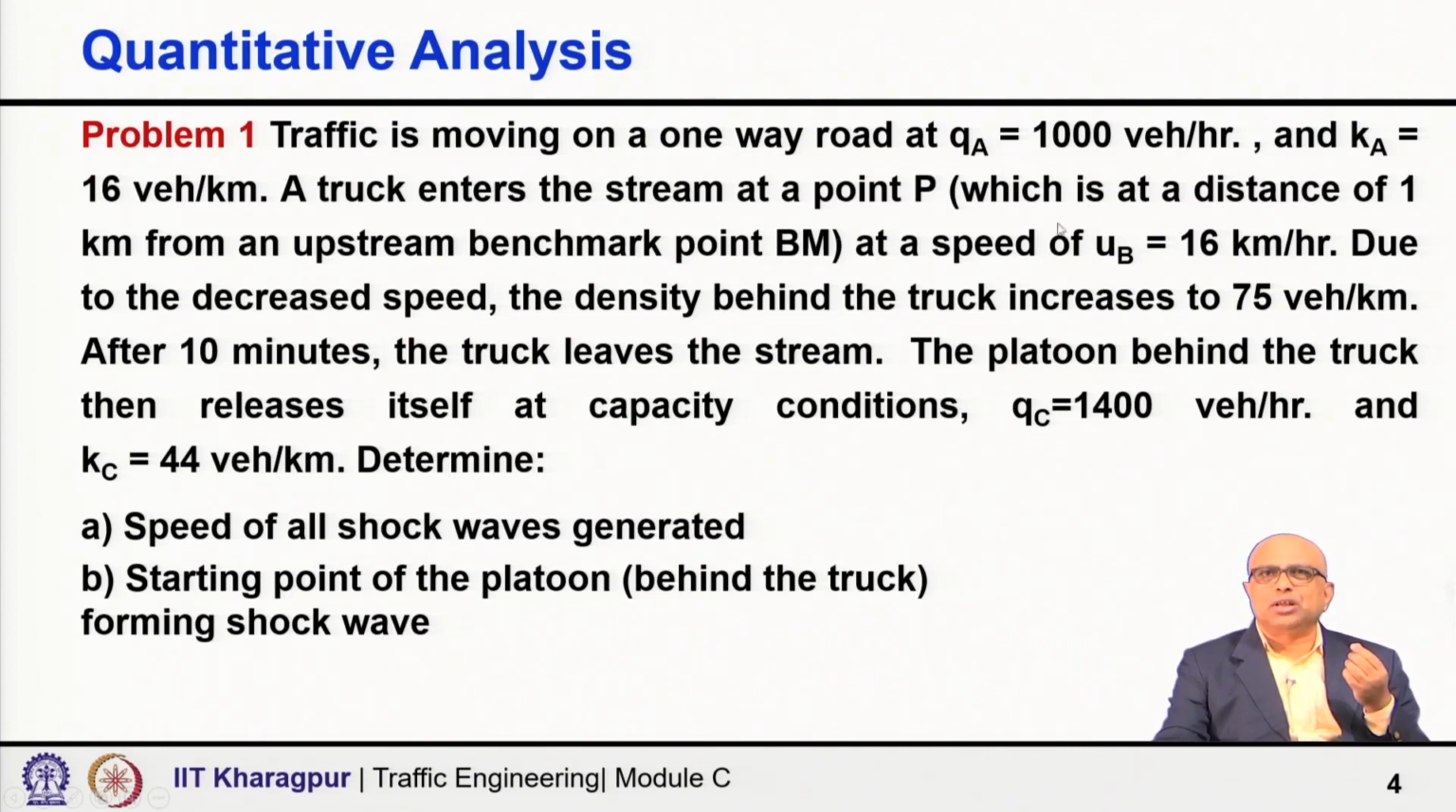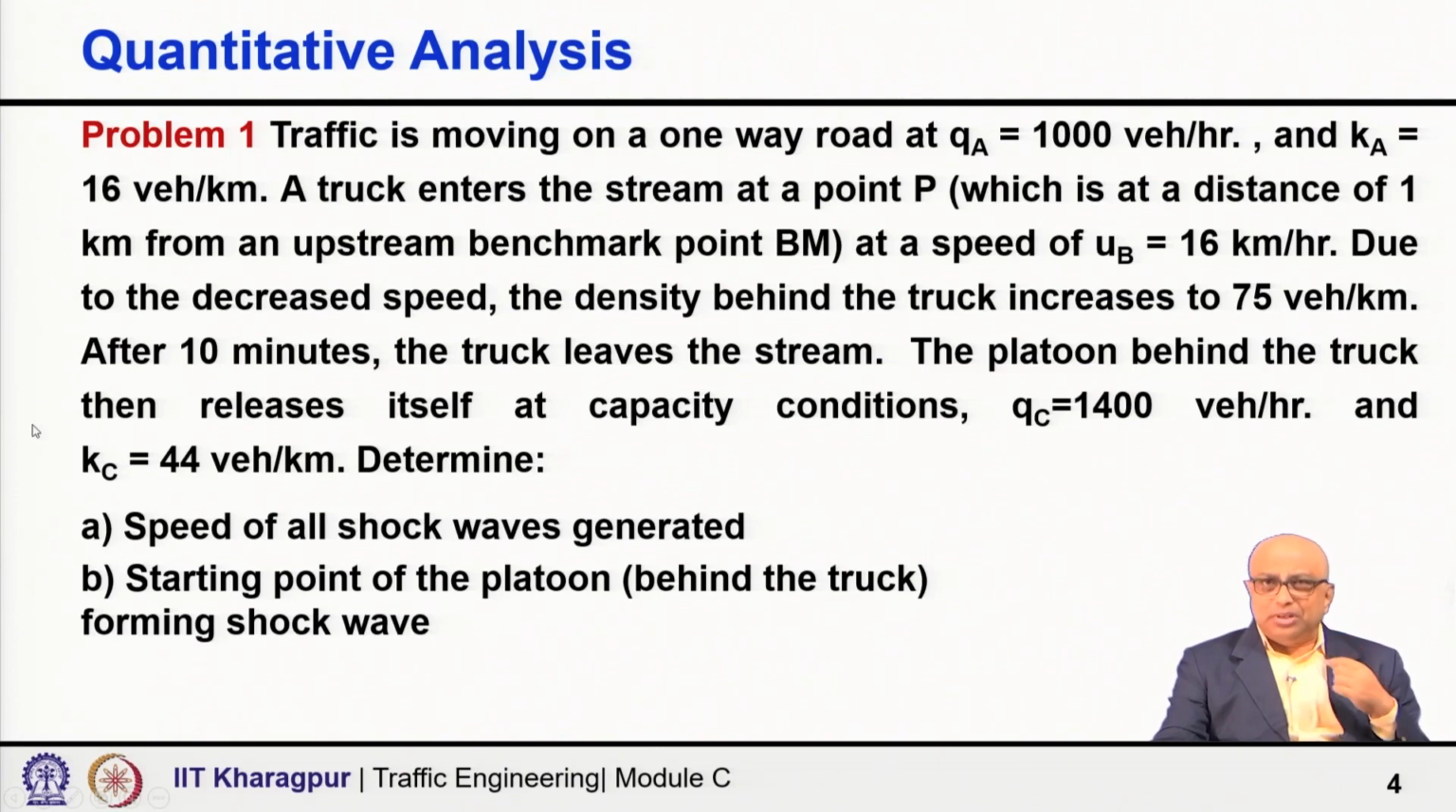So, we know the speed, and we can compare the speed of the traffic stream with the speed of the truck that is entering. It will be a slow moving vehicle, with speed lower than the speed of the traffic stream, and therefore, due to decreased speed, the density behind the truck increases to 75 vehicle per kilometer. Originally, it was 16 vehicle per kilometer, that was the traffic state density value. Now, it is increased to 75 vehicle per kilometer.